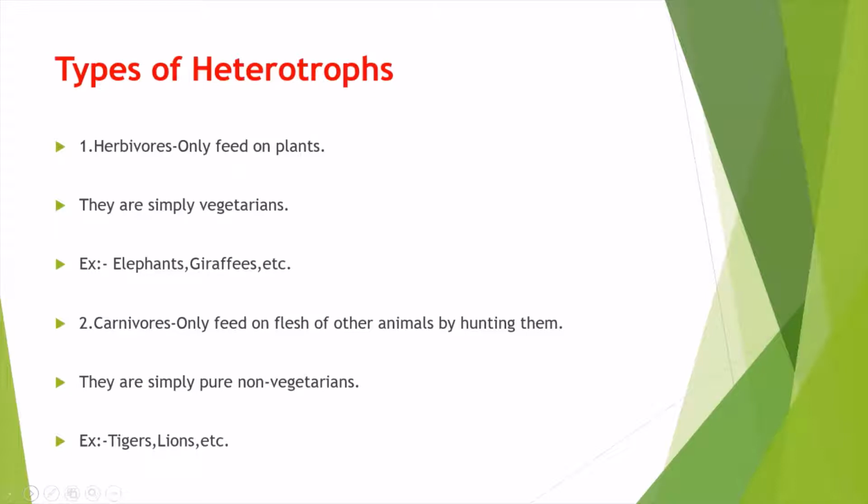So carnivores. What are carnivores? Carnivores are the heterotrophs which only feed on flesh of other animals by hunting them down. They eat other animals. They only eat animals. They don't even touch plant material. They're simply pure non-vegetarians. And examples are tigers, lions, etc.